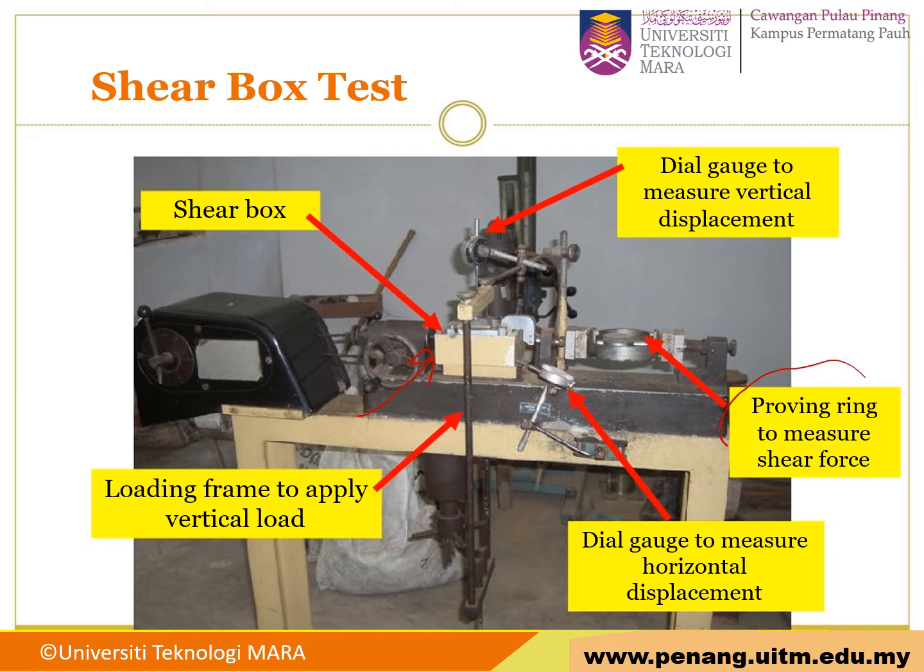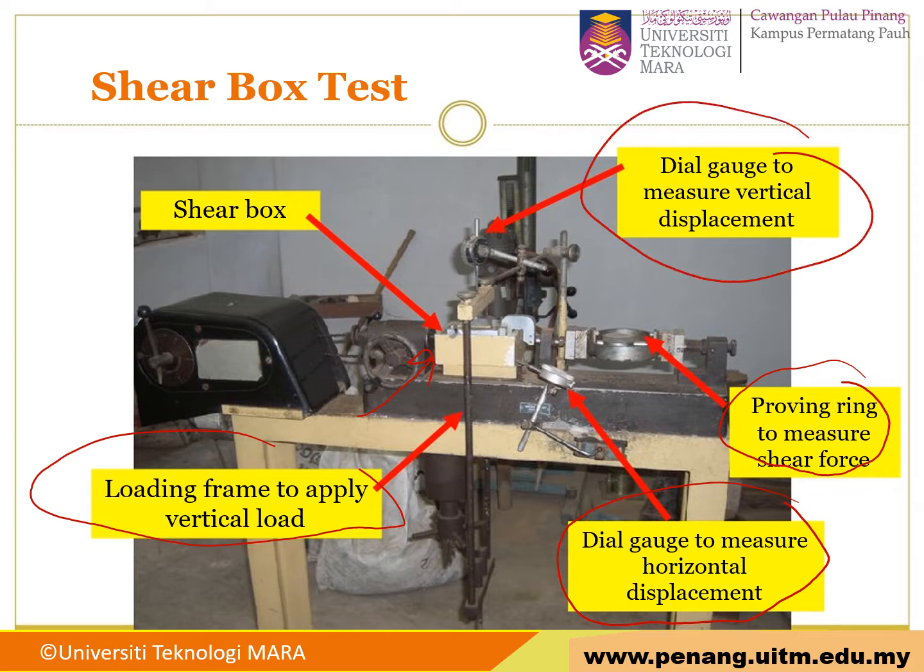Then we have the proving ring to measure the shear force, and the dial gauge to measure the horizontal displacement. Then we have the loading frame to apply the vertical load, or normal load, normal stress. This is the dial gauge to measure vertical displacement. These are all the important components for the shear box test.